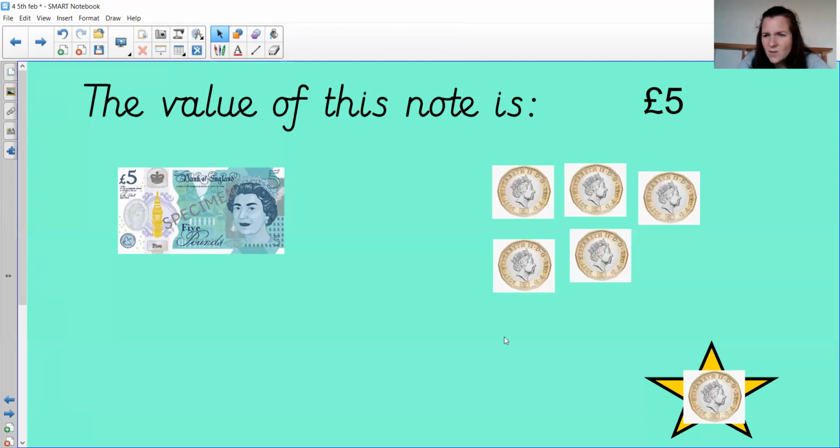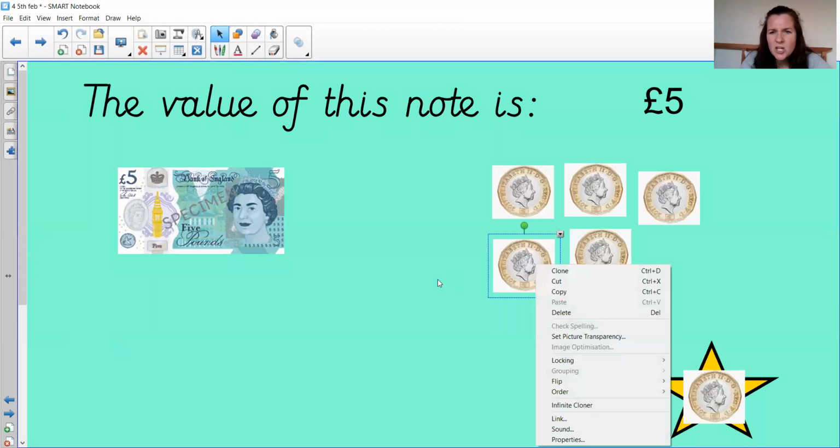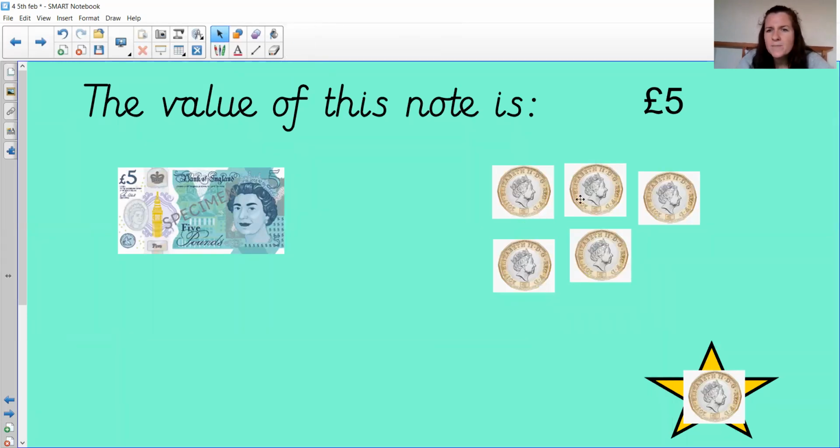And I've got some coins over here. How many coins have made up my £5 note? I wonder. Should we count them just to check? So we've got 1, 2, 3, 4, and 5. Okay, so I have got £5 coins that represent my £5 note.